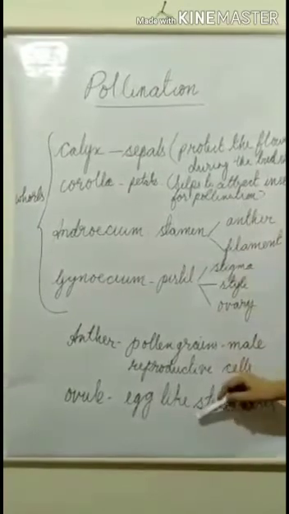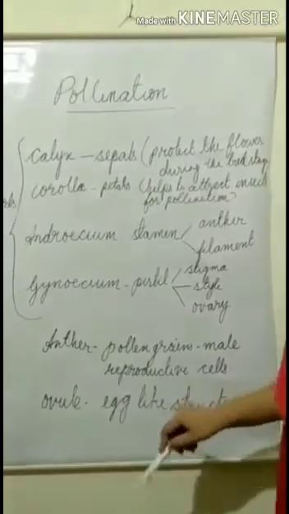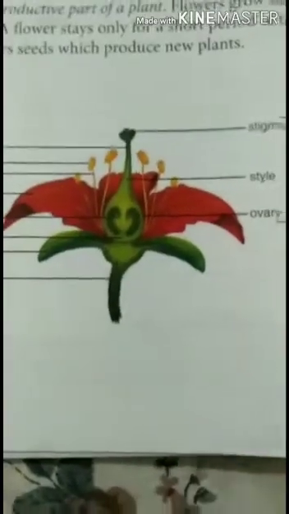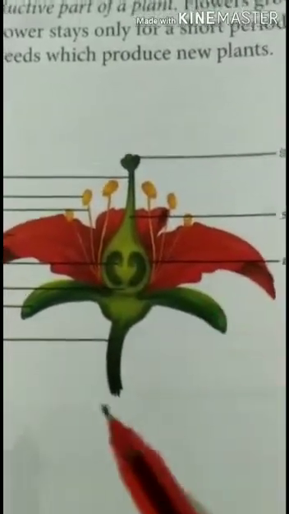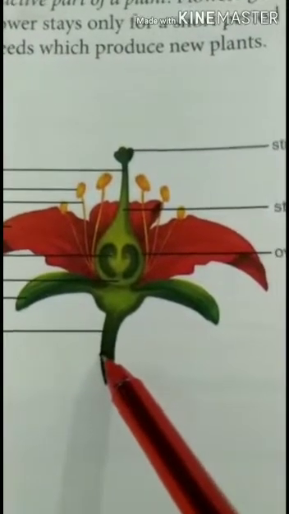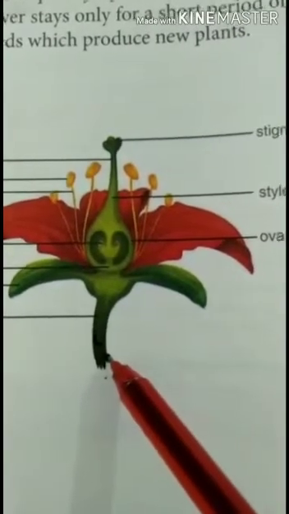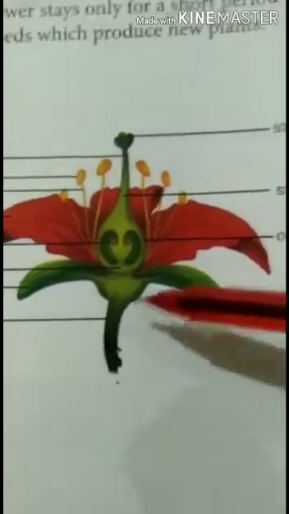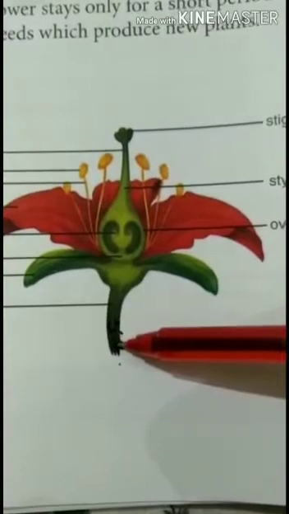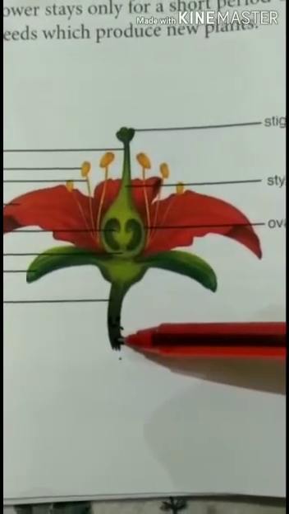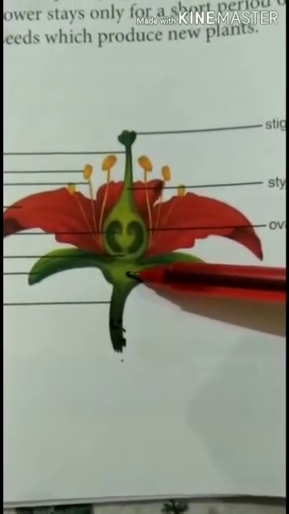This one I will explain to you with a diagram. This is the cross section of a flower. Here, this one is called pedicel. It is the stalk by which the flower is attached to the branch of the plant. That stalk is called pedicel. And the swollen part of the pedicel, this one, is called thalamus.